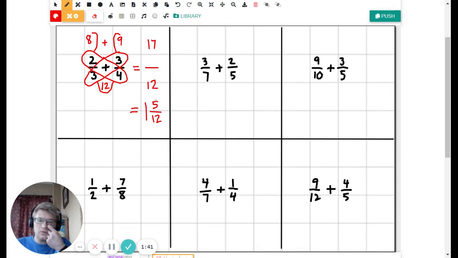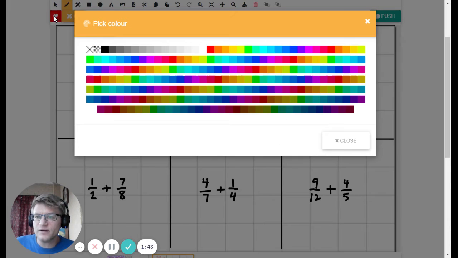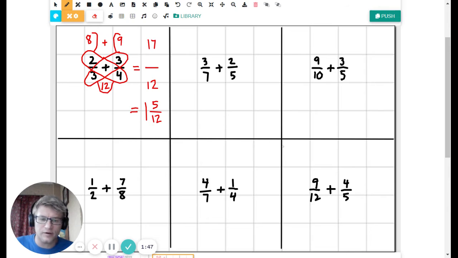Okay, so let's do the one at the very bottom here. I'm going to move down to this more complicated one. Let's do this one in, I like this color blue. This is a good blue. 9 over 12 plus 4 fifths.